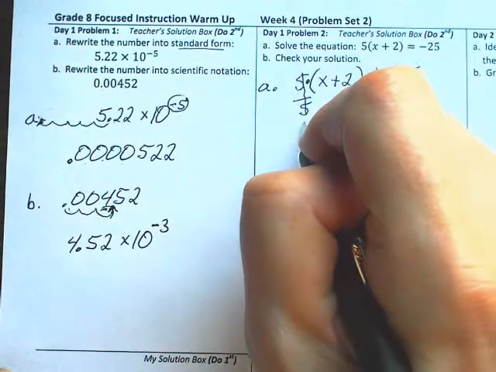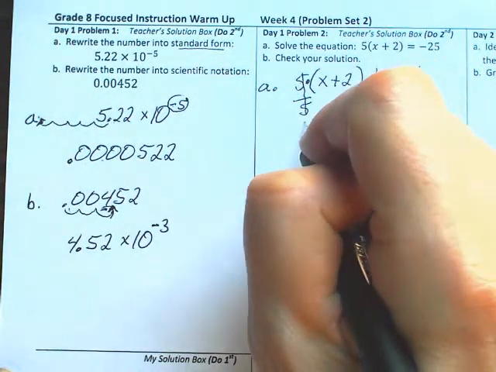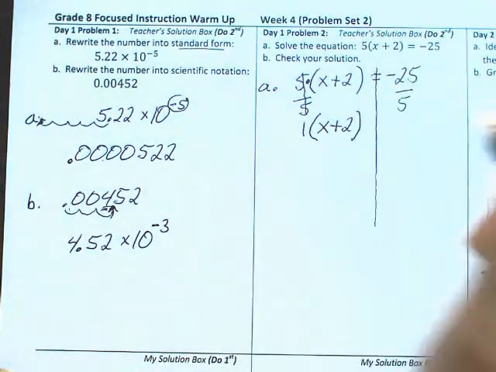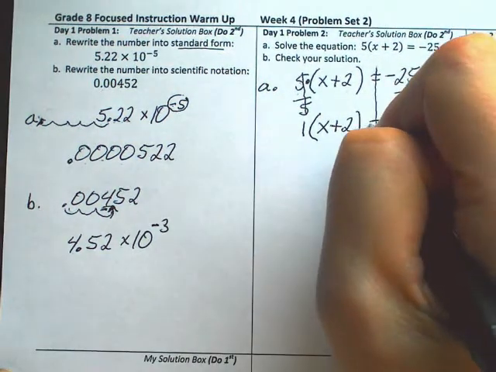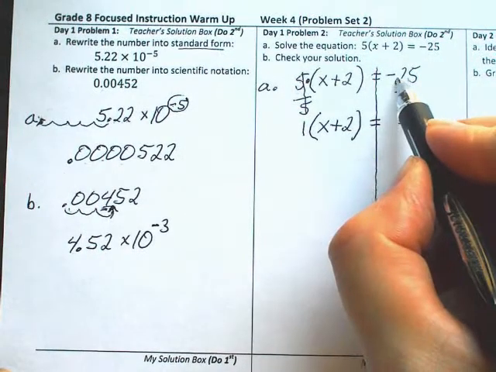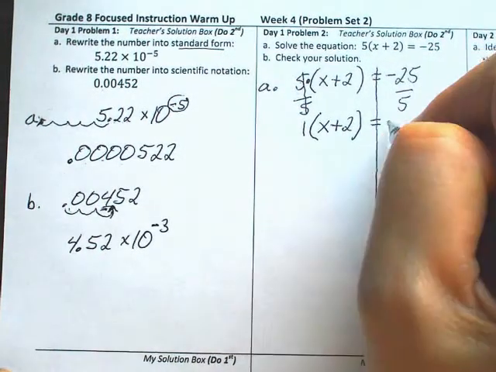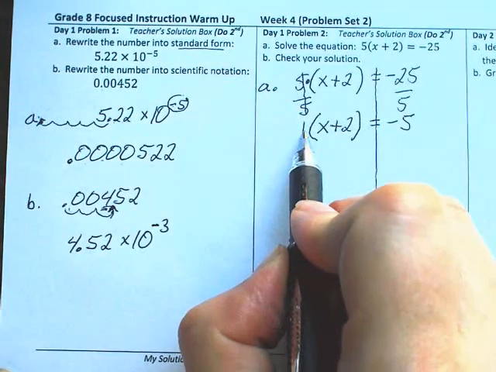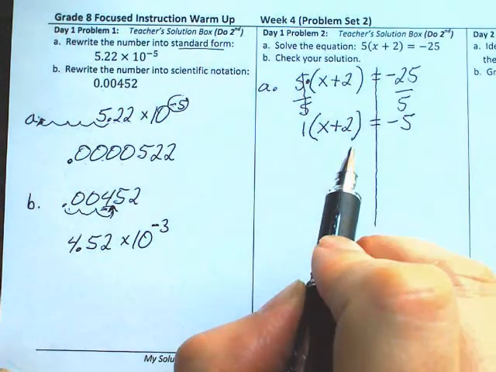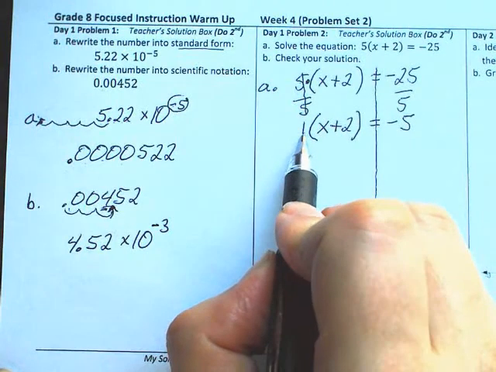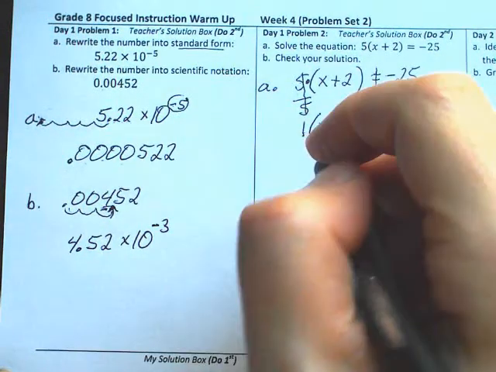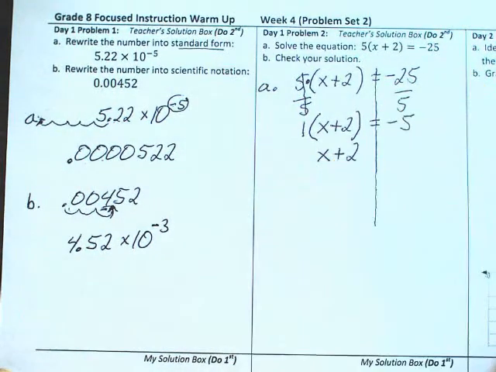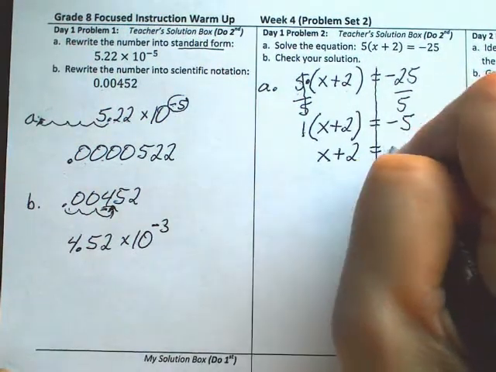So this makes 1 times the quantity x plus 2. And that is equal to, over here, negative 25 divided by 5 is negative 5. But 1 times the quantity x plus 2 just means that we have 1 x plus 2. Or a short way to write that is just x plus 2. That is equal to negative 5.